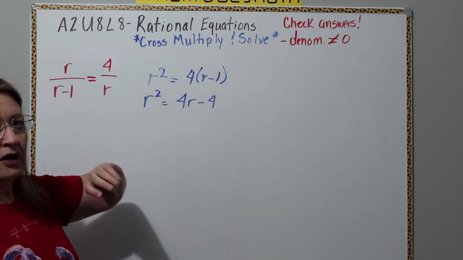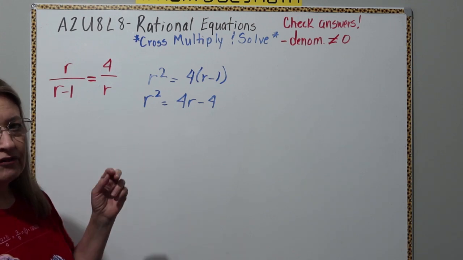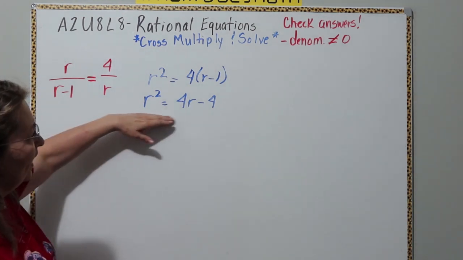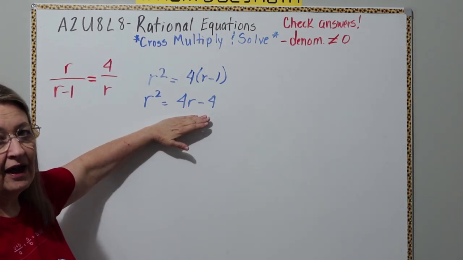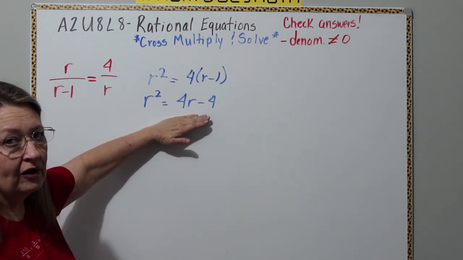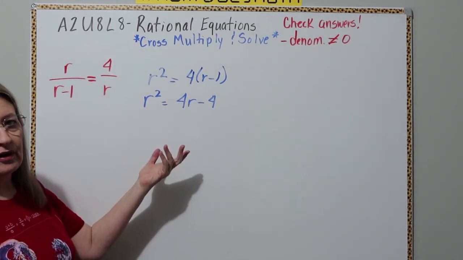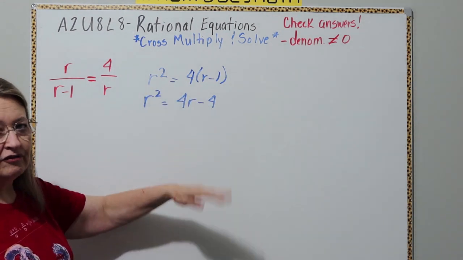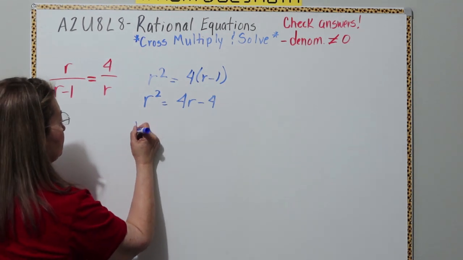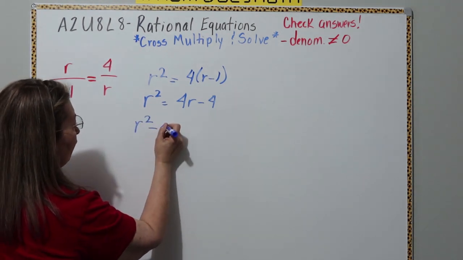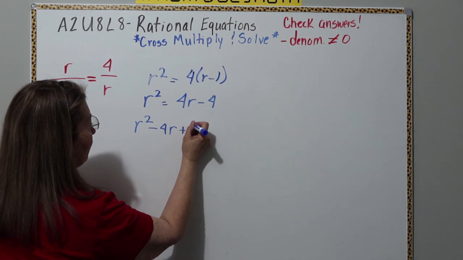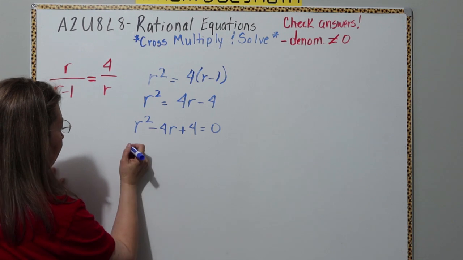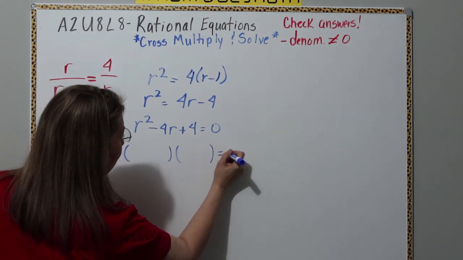Now at this point in your algebra career, the word solve an equation is a big, broad area. What I have right here is not a linear equation. I have a quadratic equation. So how do you solve quadratics? One way is your zero product property. So I'm going to get all my terms over here, 0 over here, factor and solve. This would make me subtract 4r from each side and then add 4 to each side to get it in standard form.